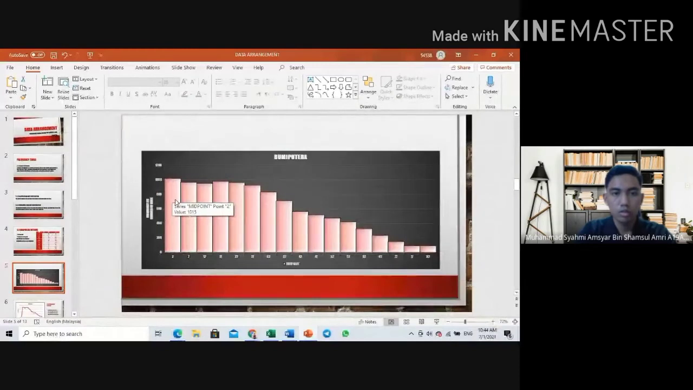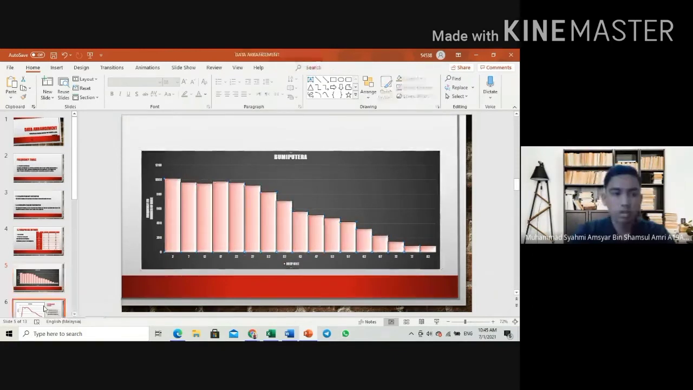So we have 1015 people, which is Bumiputra, at age 2. So this is the highest value. And the lowest value is 77 male for Bumiputra. So here is the lowest value.